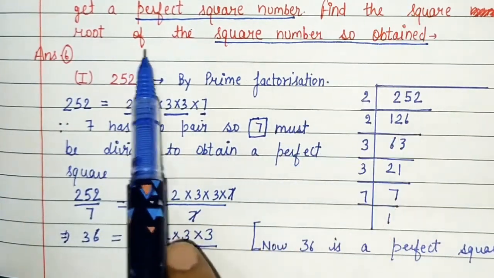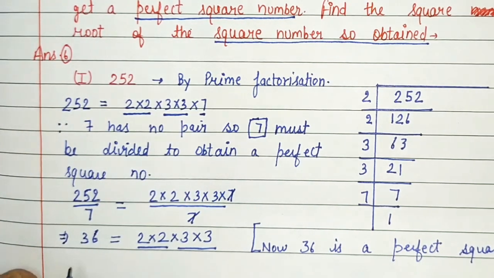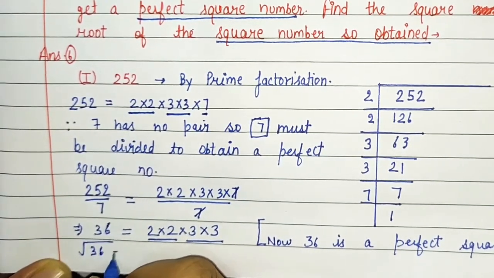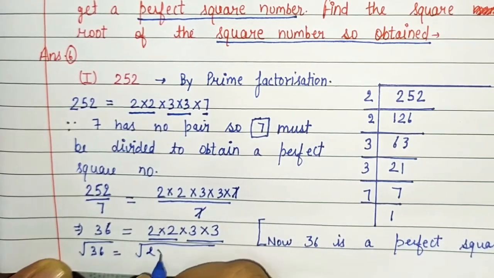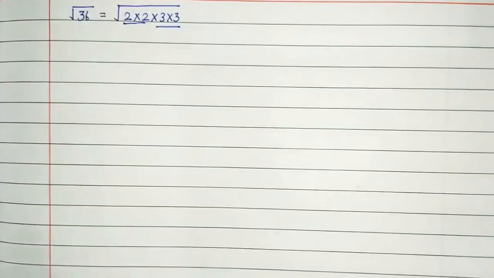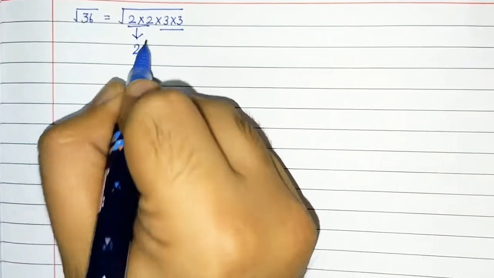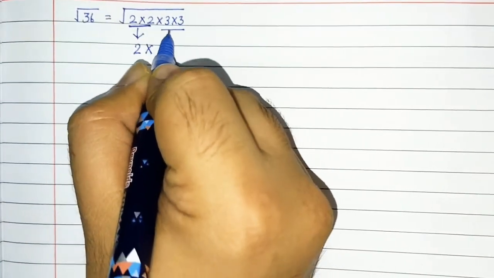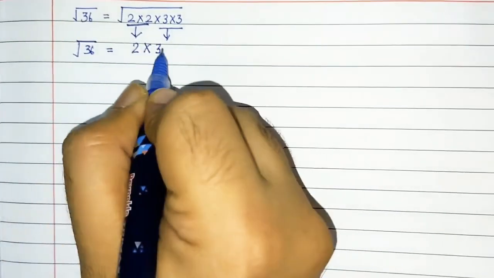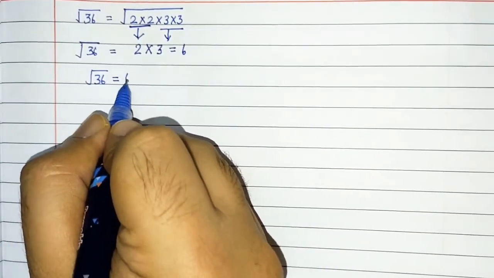After that, find the square root of the square number. Now 36 is the perfect square number. We have to find the square root of this number. So how to find the square root? As in question number 4 and question number 5, root 36 equals the square root of 2 into 2 into 3 into 3. After pairing, from each pair you can take one number outside. So 2 has a pair, so 2 comes outside the square root, and 3 also. So the square root of 36 equals 2 into 3. Answer is 6. This is the solution.